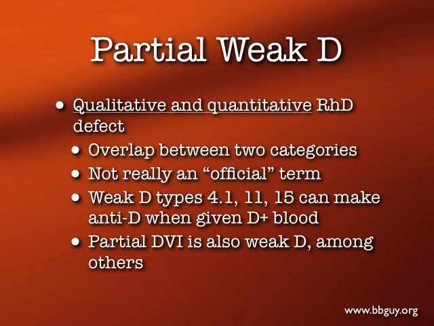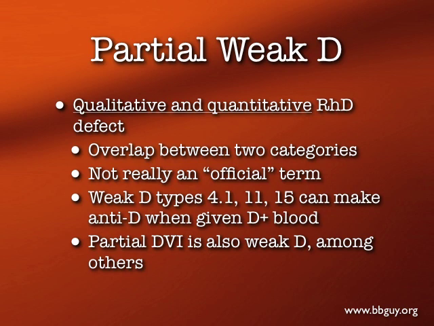We always like to think of things in nice, neat categories. Unfortunately, there is a category that kind of comes in the middle of this. It's not an official category, quote unquote, but what we've noticed is that there are people who have both qualitative and quantitative RhD defects, and they cross over some of those nice boundaries that we've established for ourselves in previous years, and some people call those partial weak D. Like I said, it's not really official, but what we've seen is that people that are weak D, for example, types 4.1, 11, and 15, if you give them D positive blood, guess what they can do? They can make an anti-D just like a partial D person.